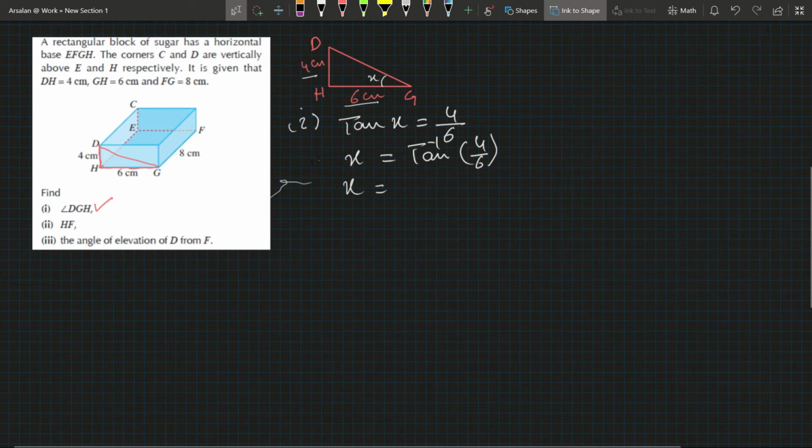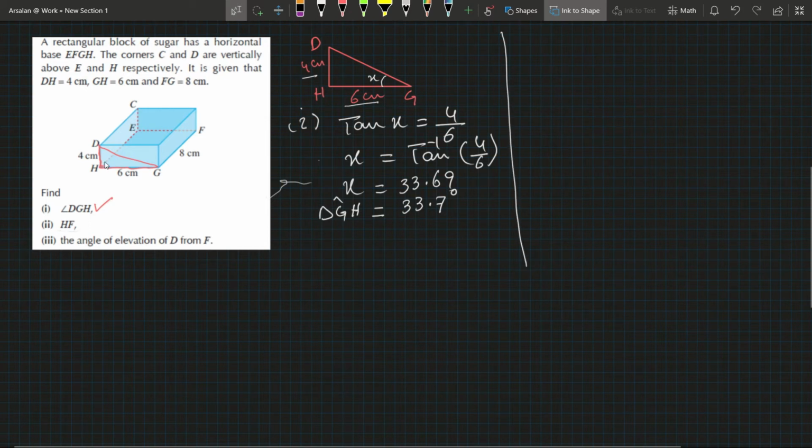will give you 33.69, that is shown on the calculator, 33.69, which will later be rounded off to 33.7, right? So this is our final answer, and this is the answer for angle DGH. So that was easier. In the second part we need to find HF.